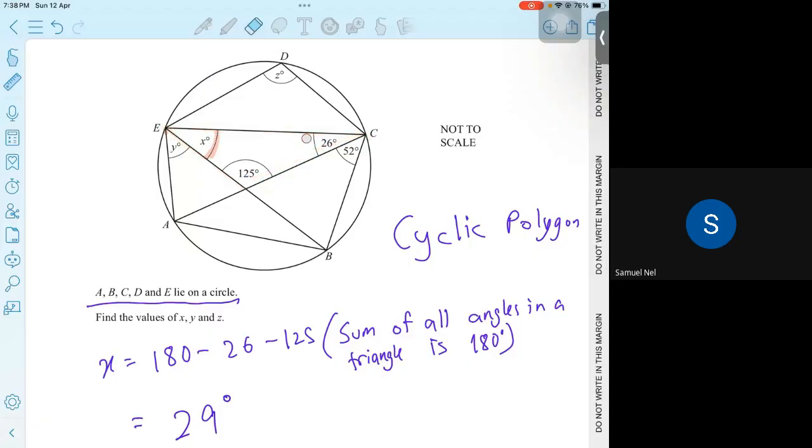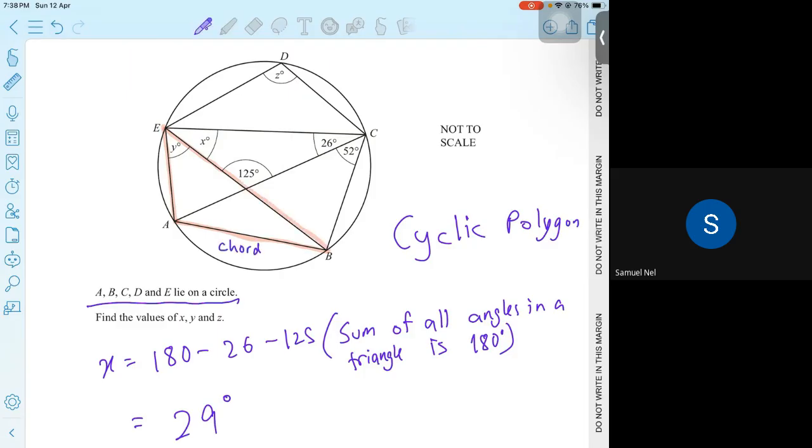The second and third ones are where you have to use circle theorems, and you have to understand that there are some rules that we have to follow. The first thing we notice is that the easiest way to find Y is that Y comes from this arc of AB. Not arc actually, it's called a chord, right?